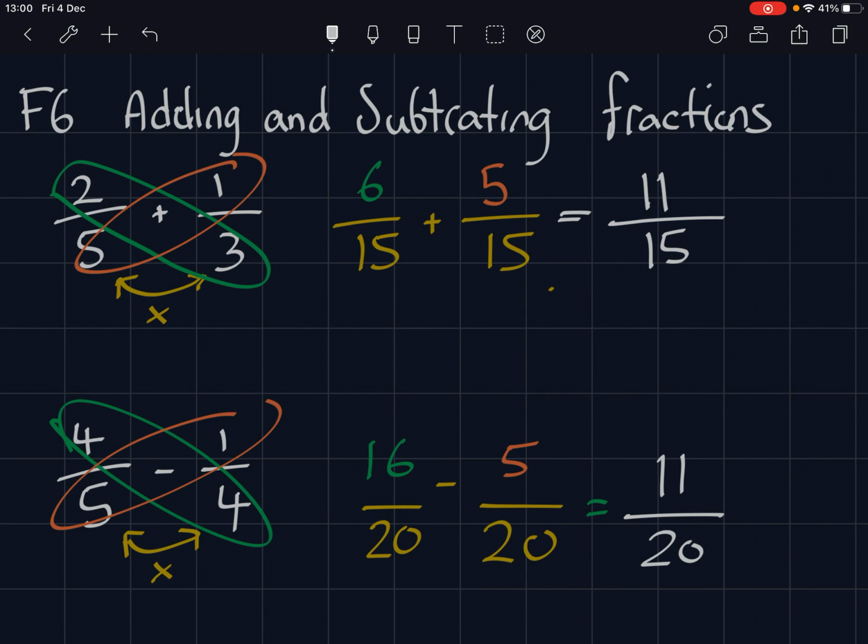So we've had a go at two fractions. Both have the same method, and that is to find a common denominator, this number here. And that's done by multiplying the two denominators together. So that works for addition and subtraction of fractions.